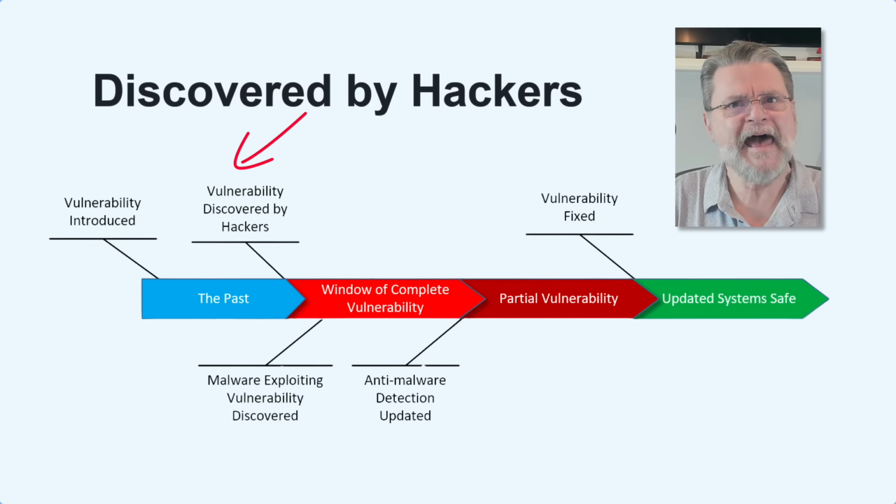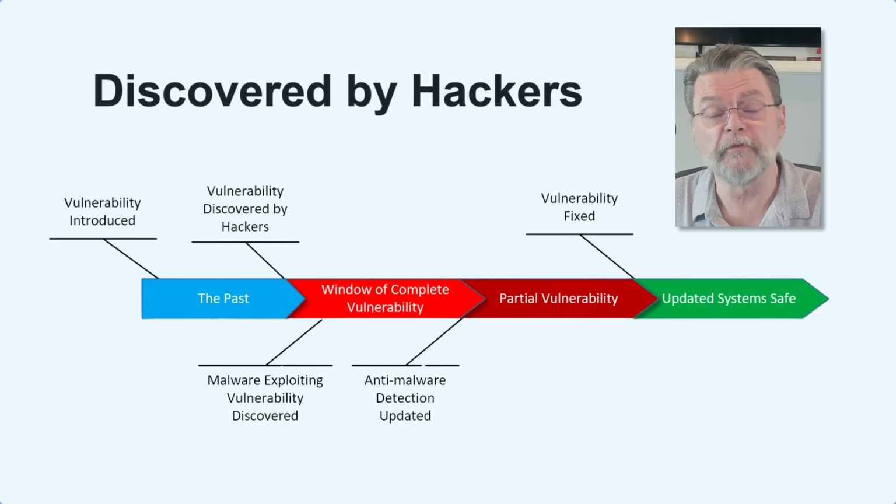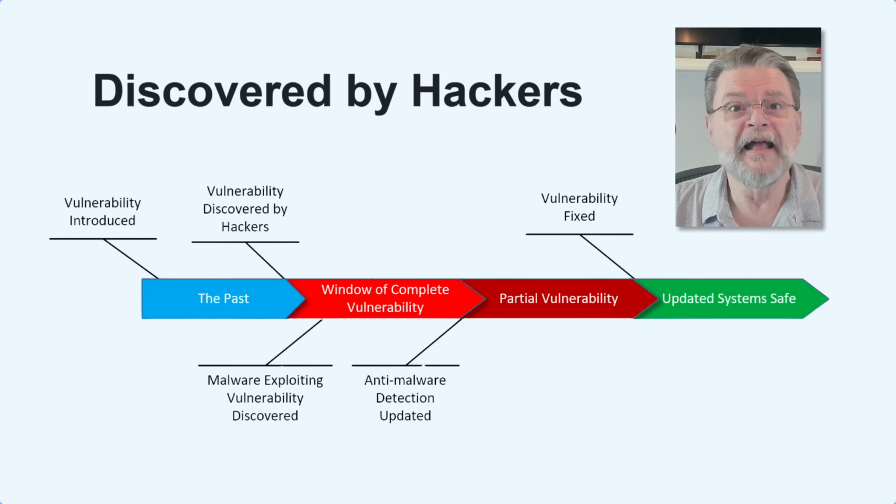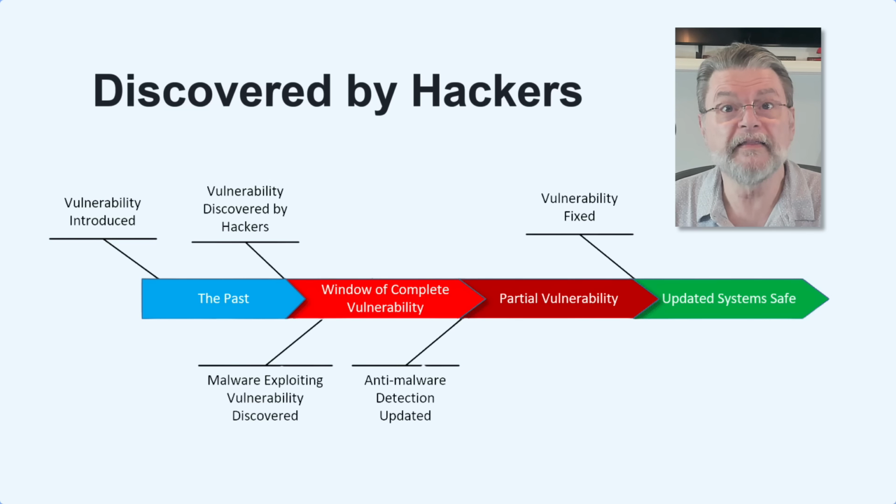Vulnerability discovered by the hackers. Once discovered, the race is on. Hackers try to keep it to themselves for as long as possible so as to delay any fix. This begins what I call the window of complete vulnerability. There's a vulnerability, there is malware exploiting that the security software doesn't yet detect, and there is no fix. Other than making sure to practice safe computing, there's really little you can do about this.